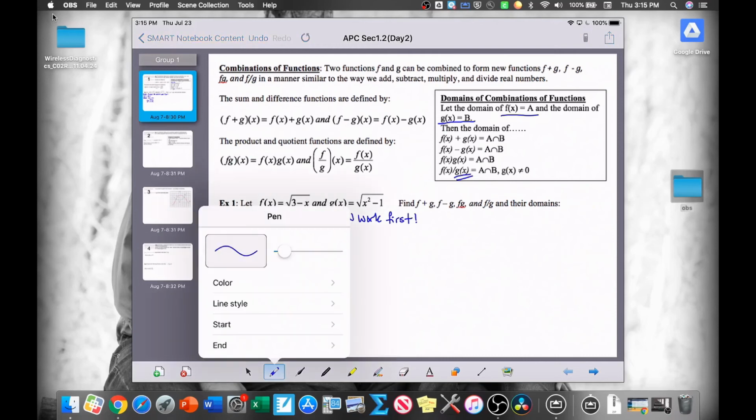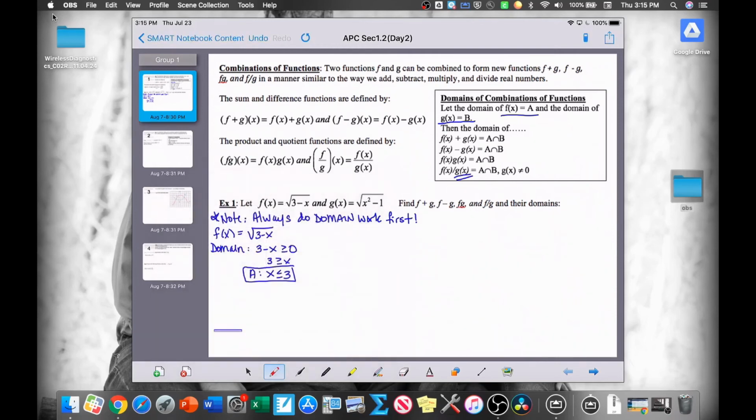And then our second function that we're working with is g of x. And g of x is the square root of x squared minus 1. Ooh, this is another one of those quadratic inequalities, right? Because our domain here is going to be that x squared minus 1 has to be greater than or equal to 0. And in factored form, x squared minus 1 is a difference of squares, so that's going to factor into x plus 1, x minus 1 has to be greater than or equal to 0.